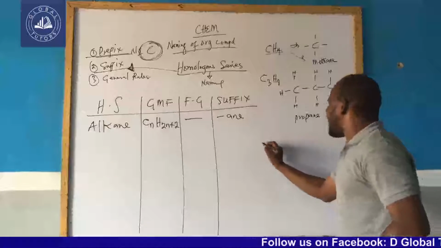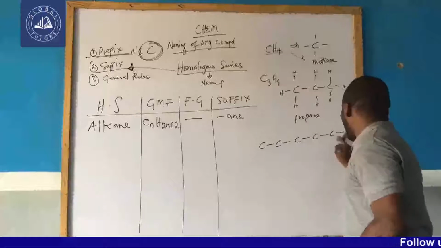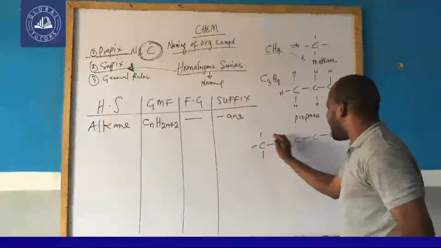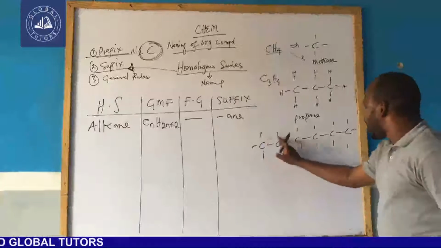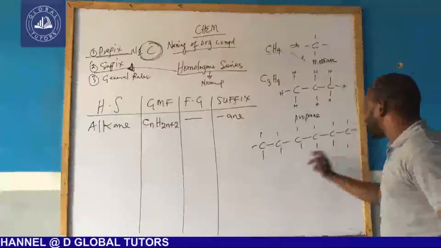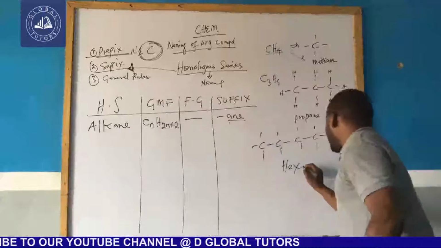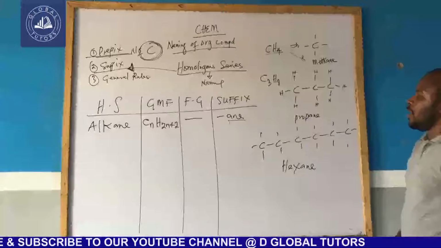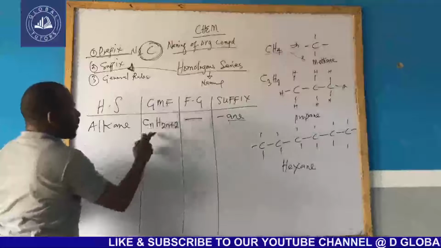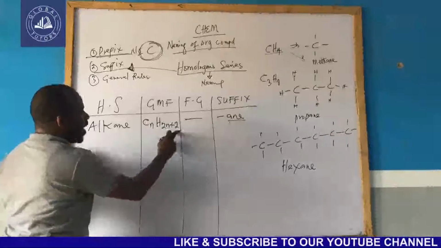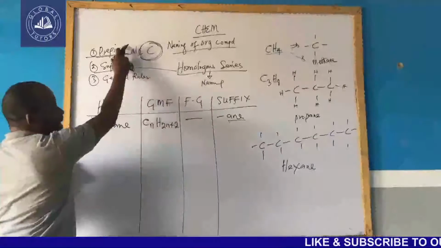Now if you consider, let's say, 6 carbons, 1, 2, 3, 4, 5, 6, then you have H, H, H. Now this will be 1, 2, 3, 4, 5, 6. 6 is what? Hex. Then what is the family name? -ane. So this becomes hexane. So homologous series alkane: the general molecular formula is CnH2n+2, and you name them by putting -ane to the prefix you have determined.